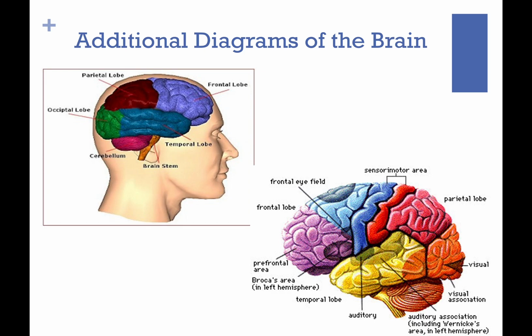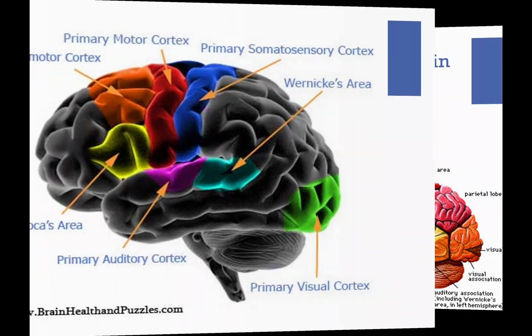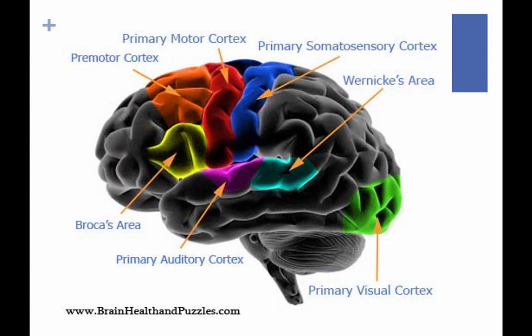So hemispheric specialization is what's different about this part of the brain, whereas hemispheric lateralization is what's the same about these symmetrical parts of the brain. It's just another look at the specialized parts of the brain.